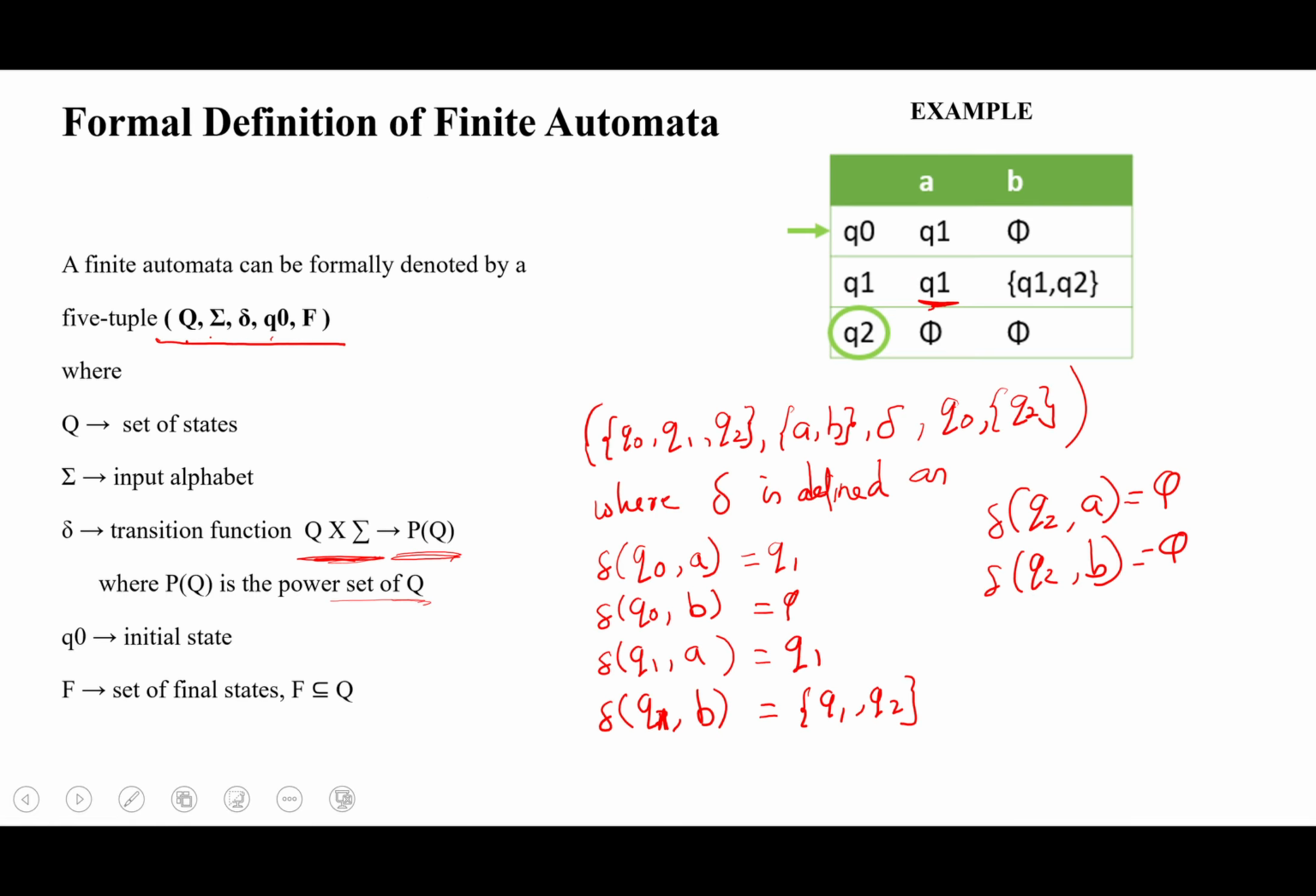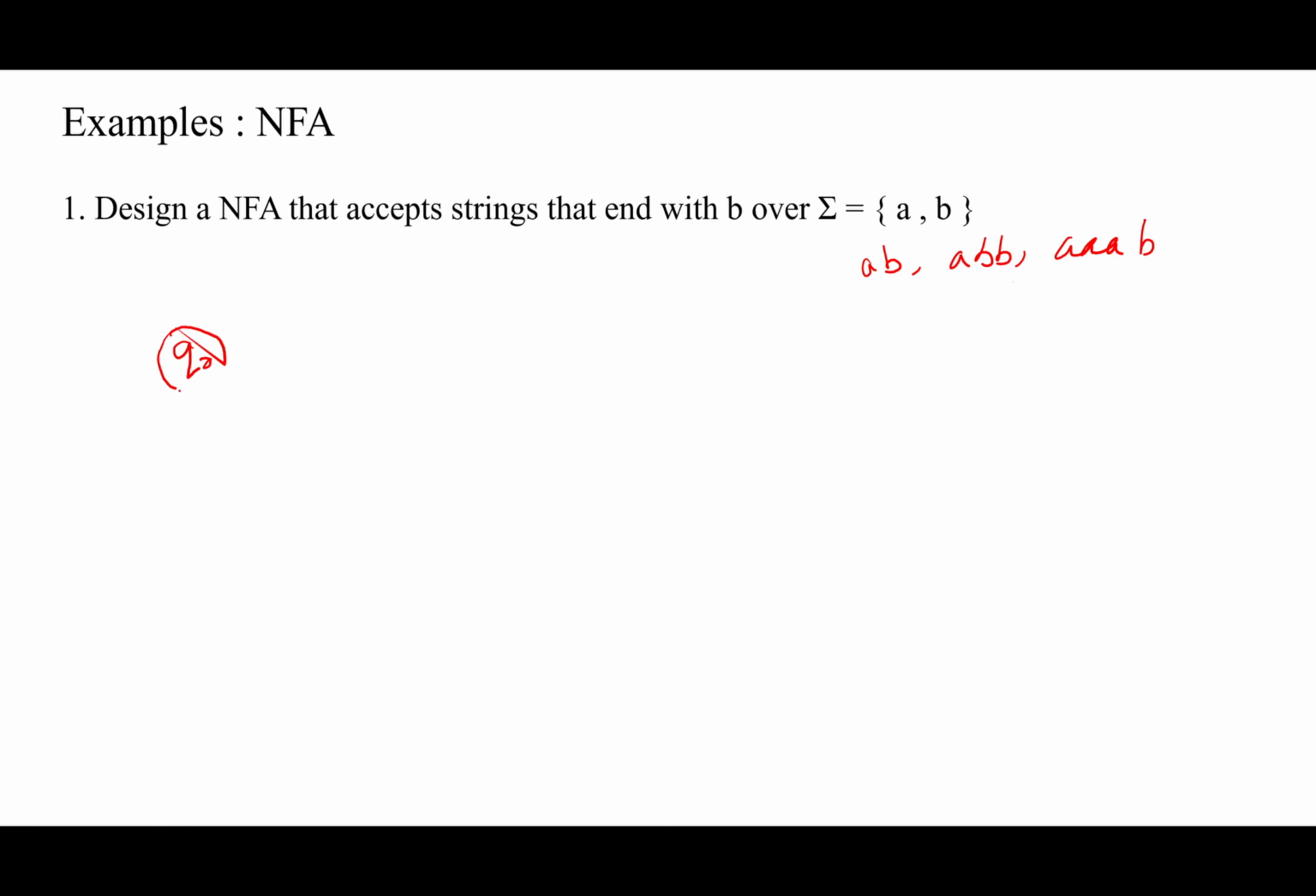Q0 is the initial state. Then the next state I'm taking as Q1. So what is the constraint? It should end with the B. So from Q0 to Q1, we can take the input symbol as B, and Q1 can be a final state. So before this B, we can have a multiple number of A's and B's.